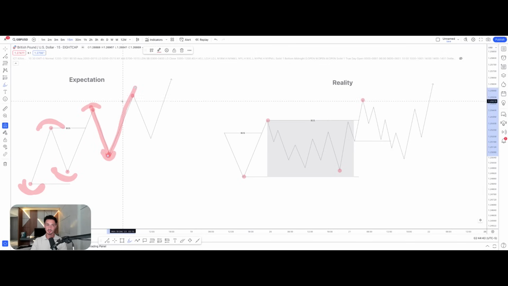We bottom out, we push back up. We top out, push down, bottom out, push up, right? It's the external swing points. It's very clearly seen in simple scenarios.